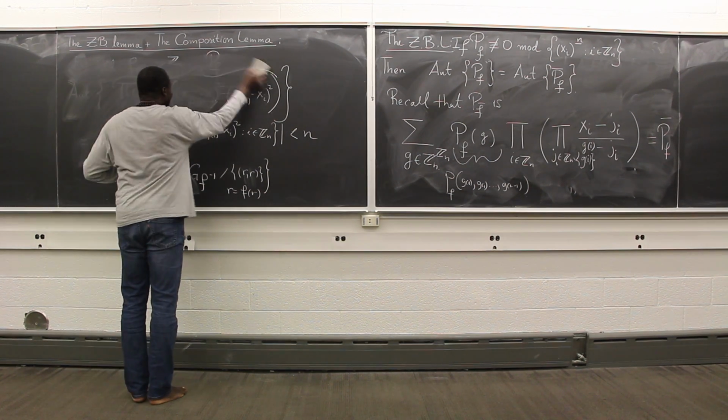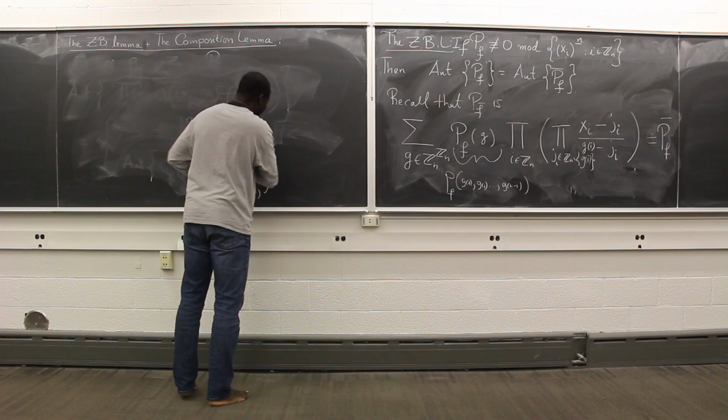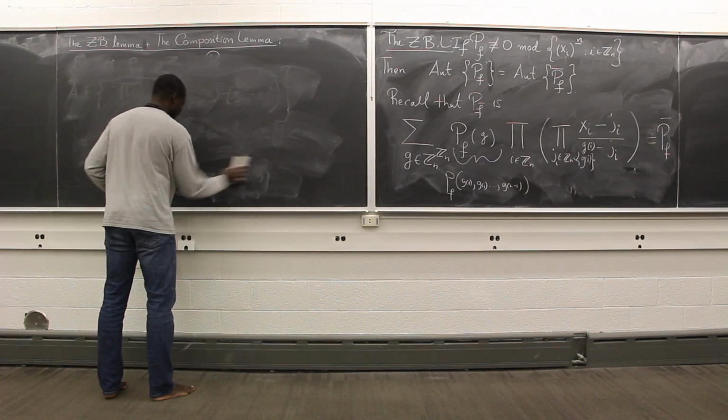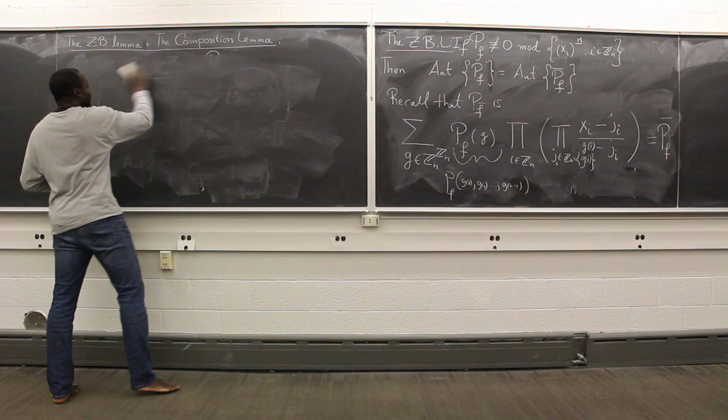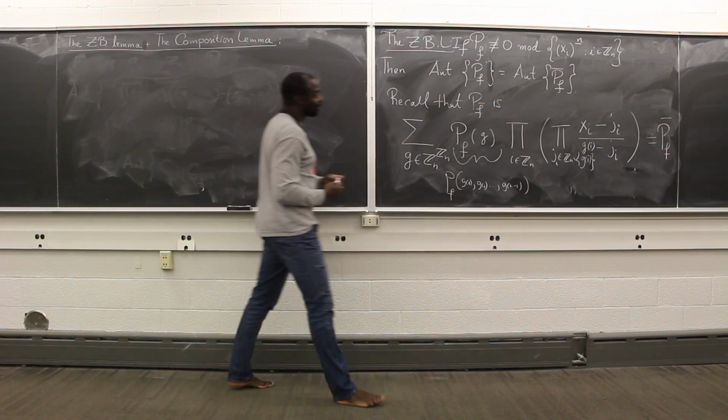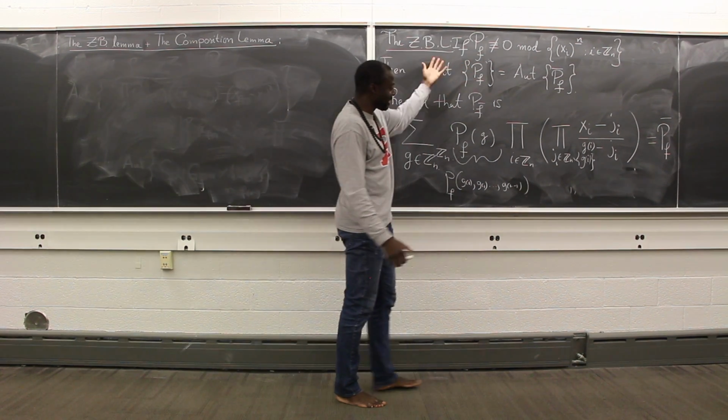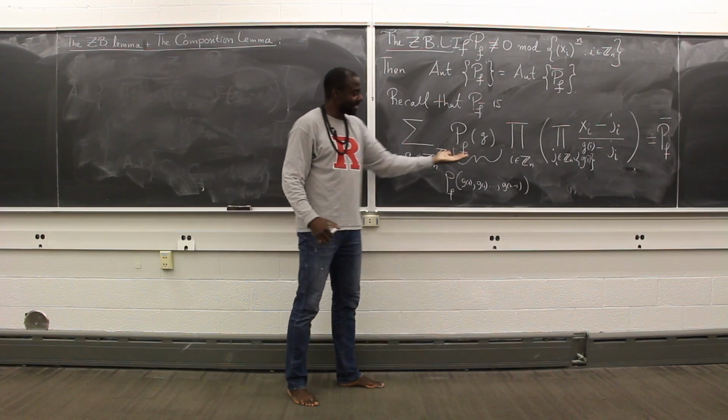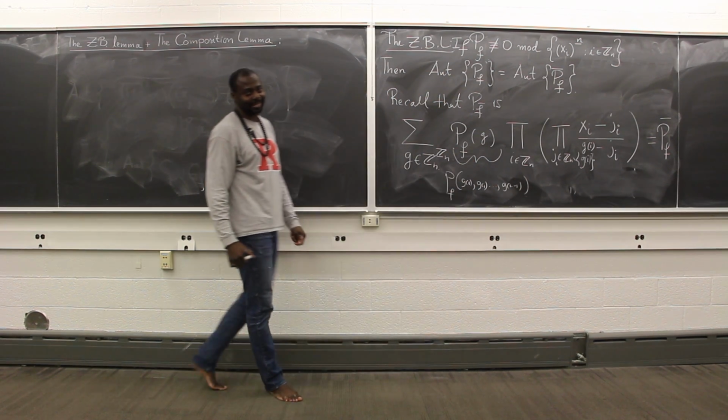But what's new and interesting is that if the polynomial P_f does not vanish, then the automorphism group of the original massive polynomial is the same as the automorphism group of this. And that's what I want to show.